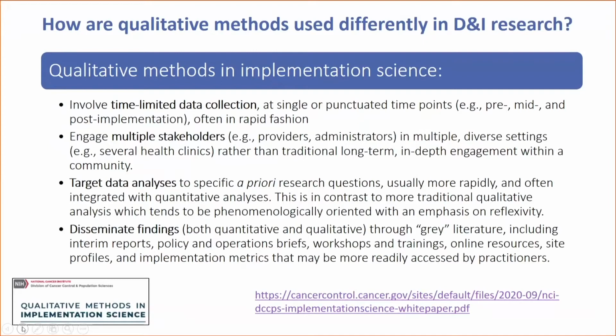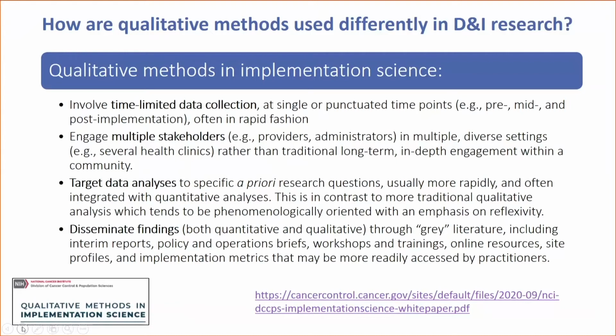You may have heard in D&I research that we think a lot about stakeholders. These are people who truly have something at stake in implementation, and they may be at multiple levels of the organization, and we really want to engage those multiple stakeholders and also collect data from them. So we may, in that sense, be more targeted toward particular individuals who play a critical role in implementation, rather than taking a more kind of long-term, in-depth engagement.